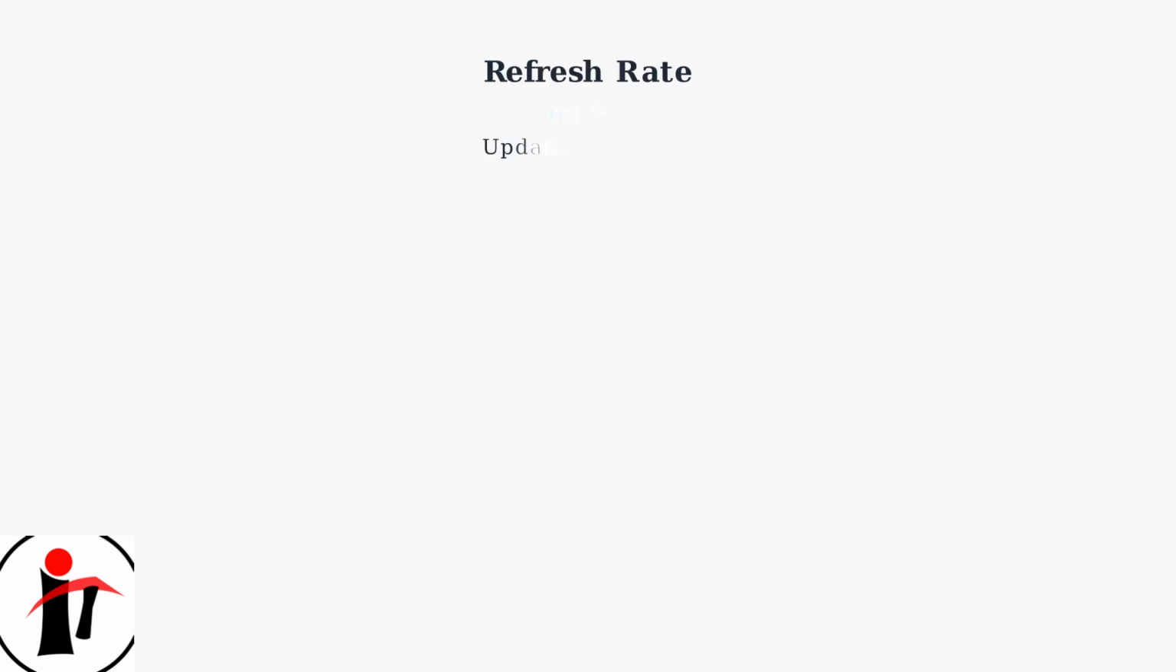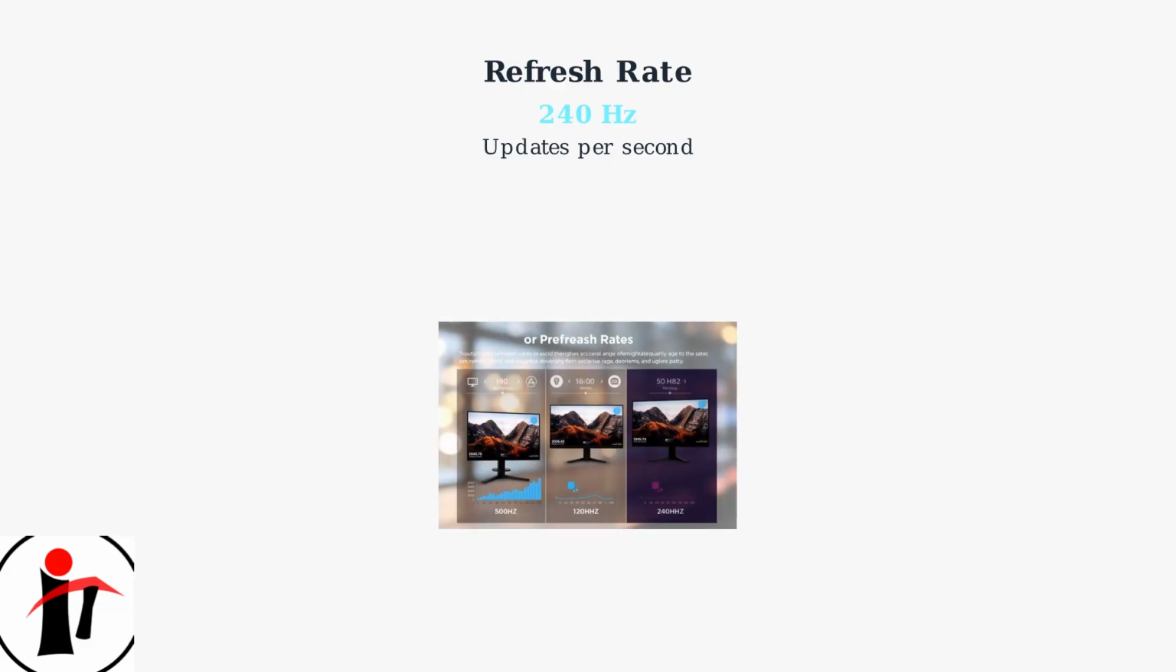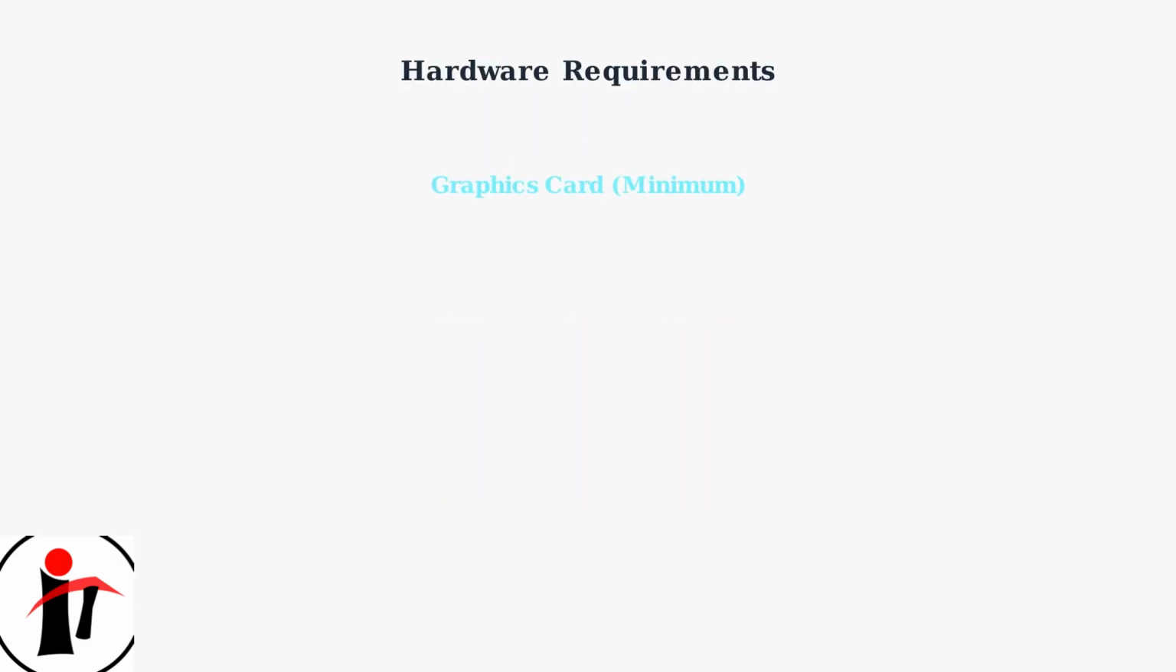To get your Sceptre monitor running at 240 Hz, you need to understand what refresh rate means and ensure your hardware can handle it. Refresh rate is how many times per second your monitor updates the image. Most standard monitors run at 60 Hz, meaning 60 updates per second. At 240 Hz, your monitor updates the image 240 times per second, providing much smoother motion and reduced blur in fast-paced games. Now let's look at the hardware requirements.